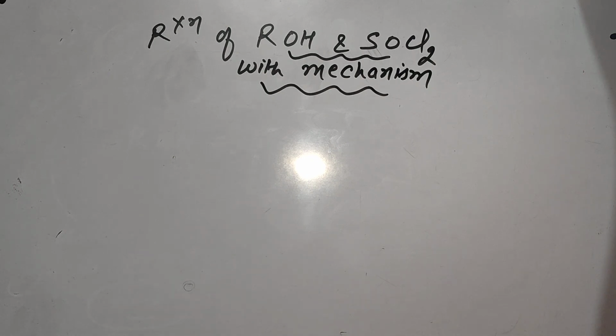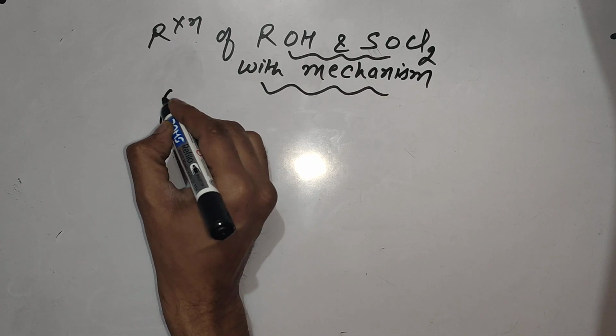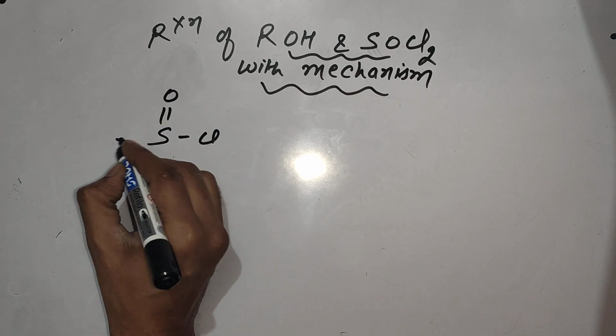Hello everyone. Reaction of alcohol with SOCl2 with mechanism. In previous videos we have understood the mechanism of reaction of alcohol with PCl3 and PCl5. Now next and last, SOCl2. In SOCl2 the condition is this.